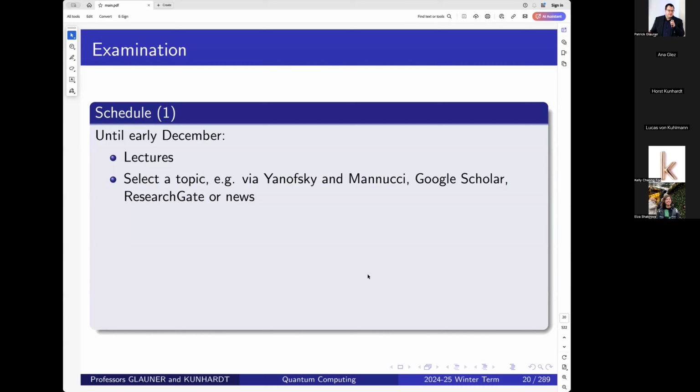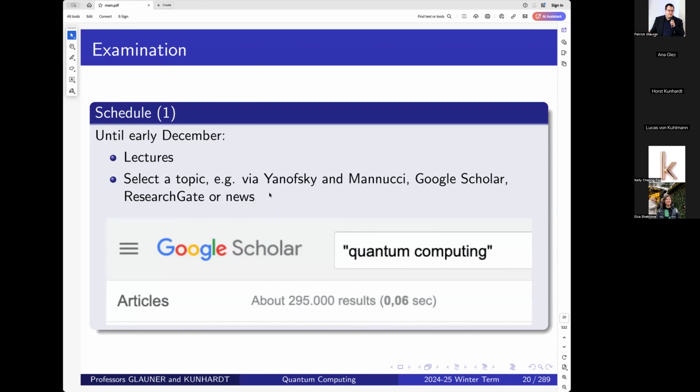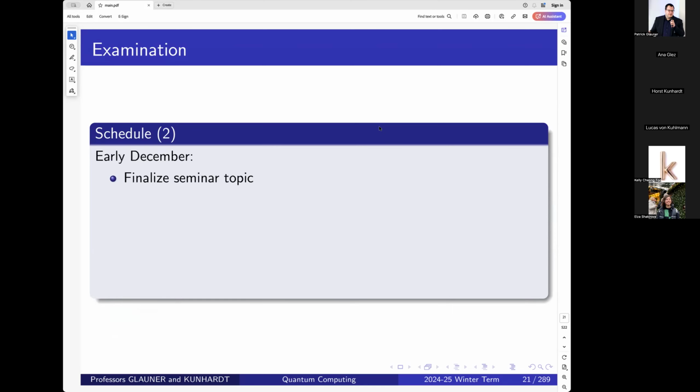So the schedule is, there will be lectures until sometime in November or December, depending on how quickly we proceed and how quick we are every week. And at some point until early December, you need to pick your seminar topic. But it doesn't matter yet, because we first need to get the foundations before we think about seminar topics. But there are books in which you can find seminar topics, and ResearchGate and Google Scholar. So there are lots of ideas and lots of resources, in fact, when it comes to quantum computing.